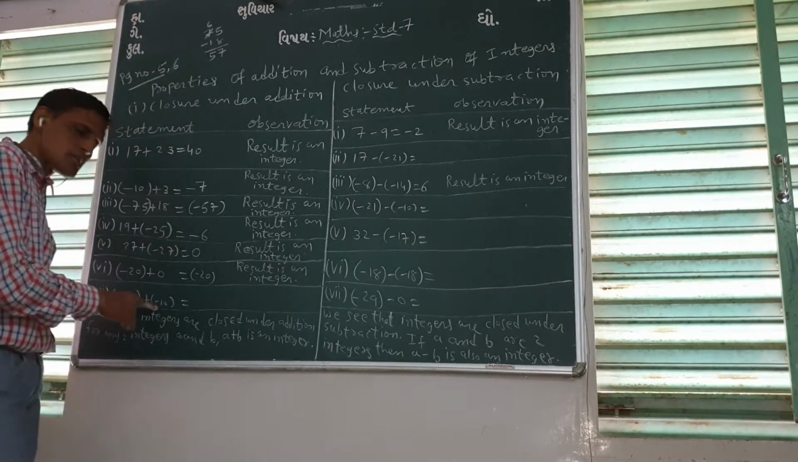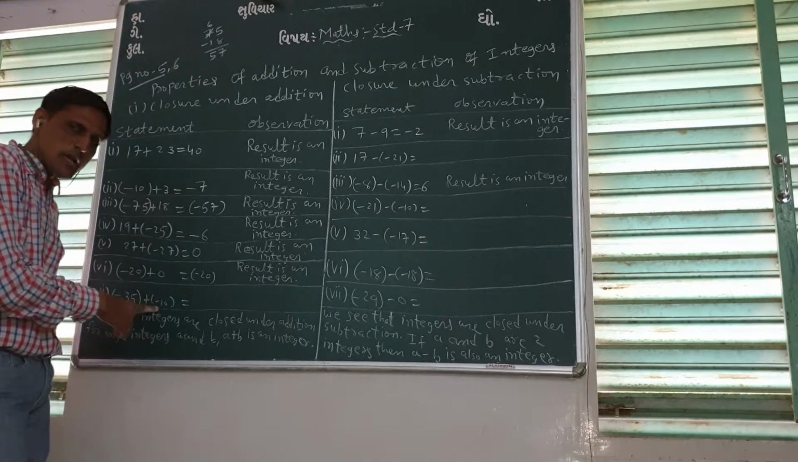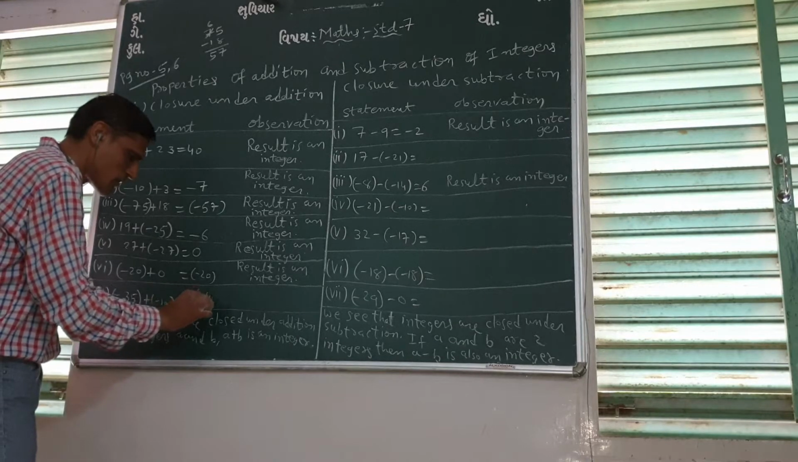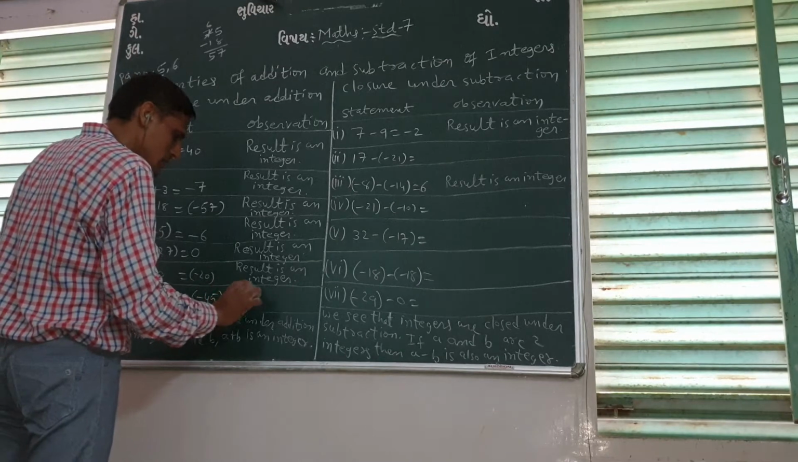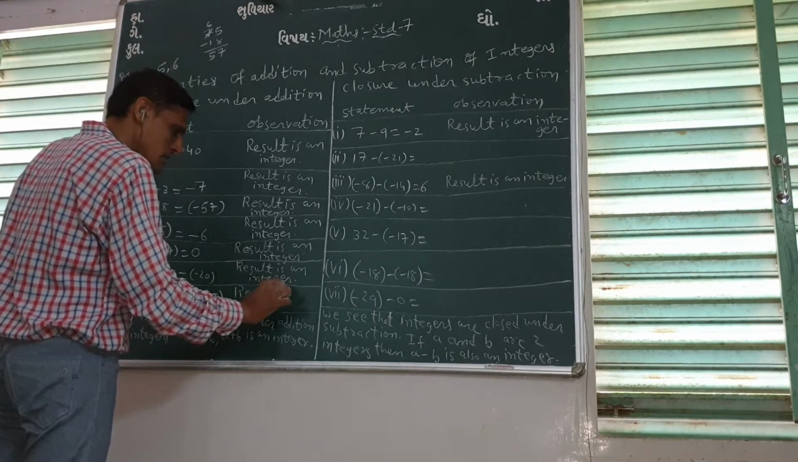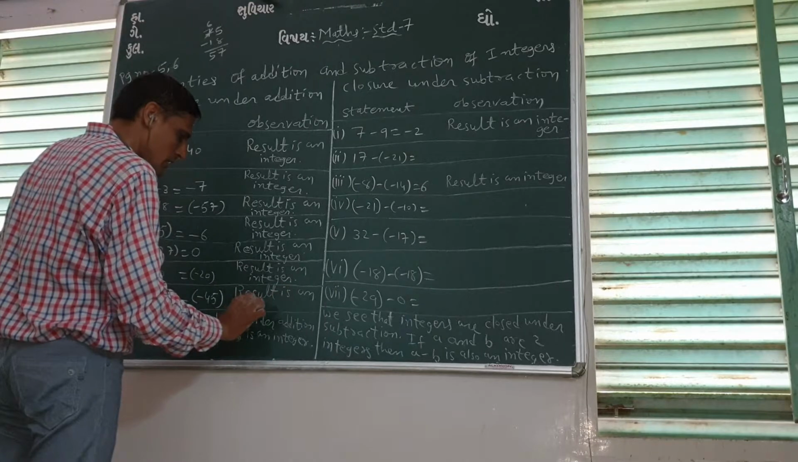Minus 25 minus 10. Minus plus, sign of bigger number. So minus 45. Minus 45 is an integer. Result is an integer.